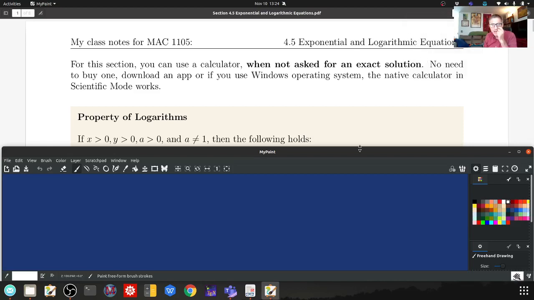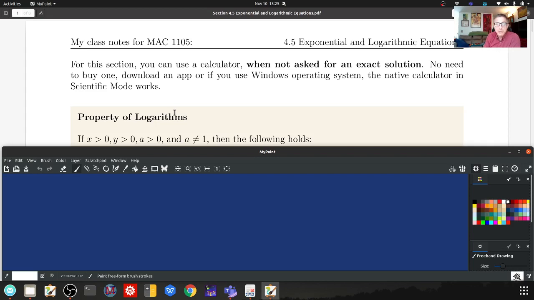Okay, let's look at Chapter 4, Section 5 on exponential and logarithmic equations. And this little spiel right here does apply. So you're okay to use calculators in this, but only when you're not asked for an exact solution. And usually I'm going to ask you for an exact solution because that keeps you away from the calculator, kind of helps you get off your calculator dependence, and it focuses you on the mathematical properties of the logarithm.